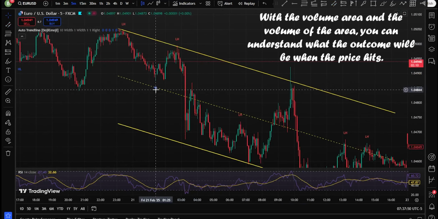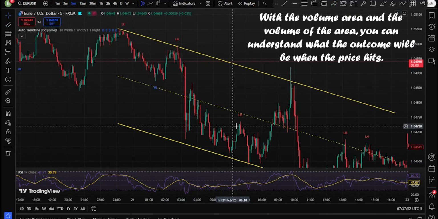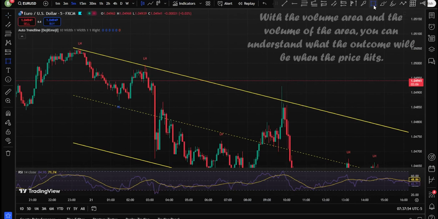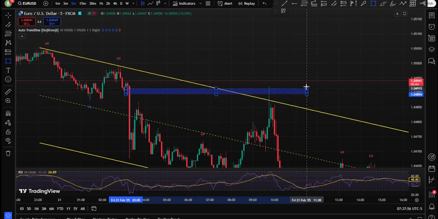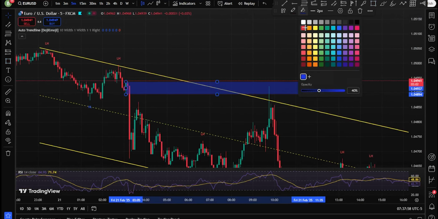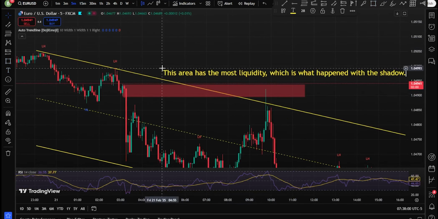How to use? Identify the price range with the highest volume, for example using a volume profile indicator. Use this range as a key level for potential breakouts or reversals.